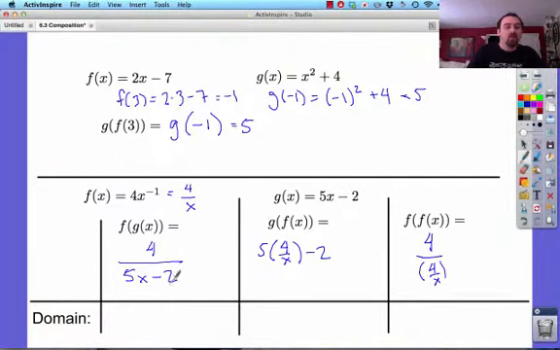Now, when I put that output into f, I better have an output that works. If I look at this particular function, I can't have an output where the denominator is 0. The only time that happens is when x is 2/5. So the domain is all numbers except 2/5, right? Now remember, the domain of f was x can't be 0, and the domain of g was all real numbers, and now the domain of the combined function is all real numbers except for 2/5.